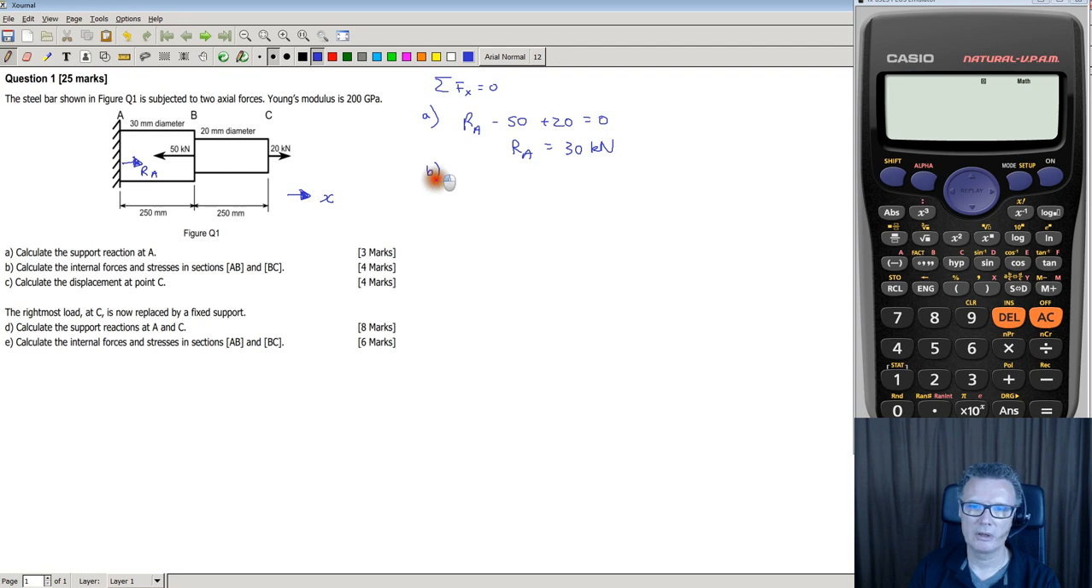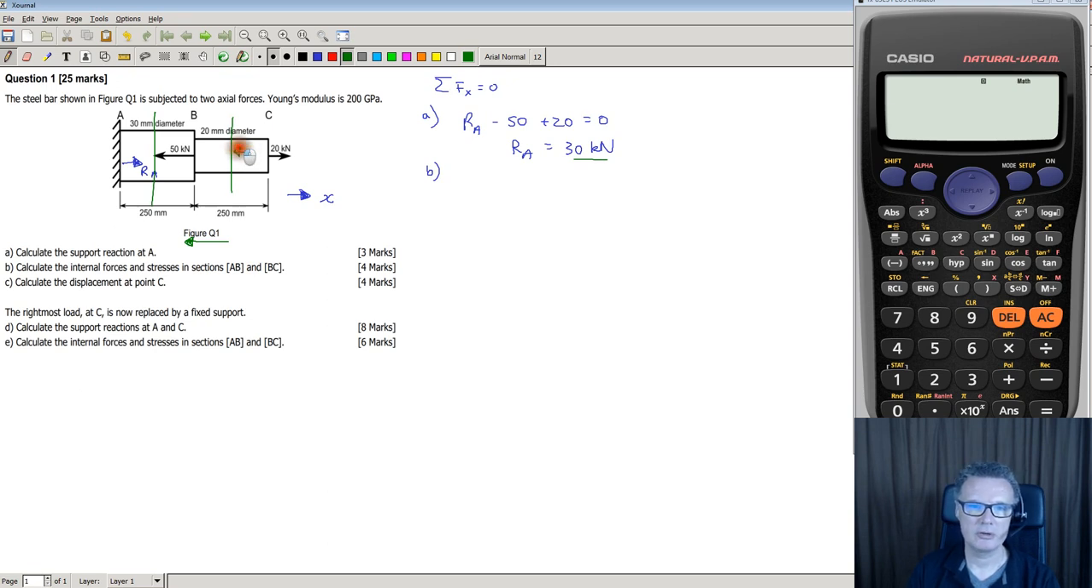Part B. Calculate the internal forces and stresses, sections AB and BC. Now what we want to do here is make cuts, and it's best to go from right to left. The reason for that is because our RA was an unknown from the question, so I might have gone wrong here. So to avoid that, let's go from right to left.